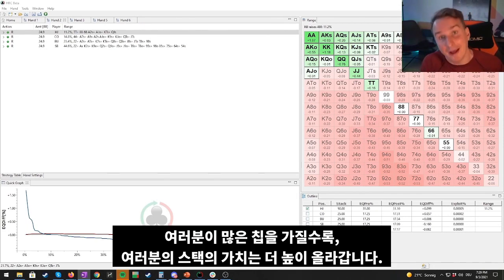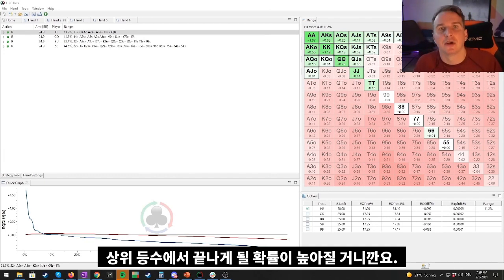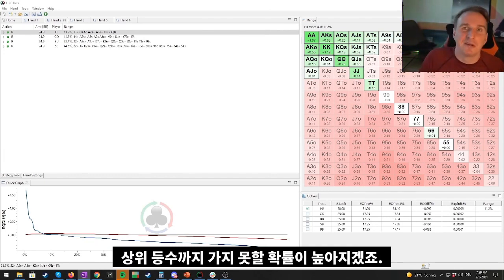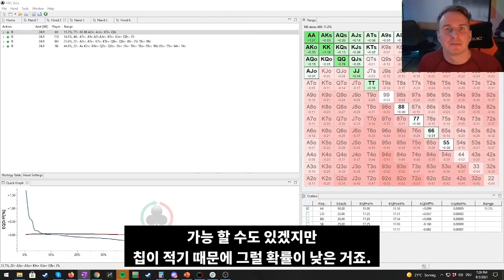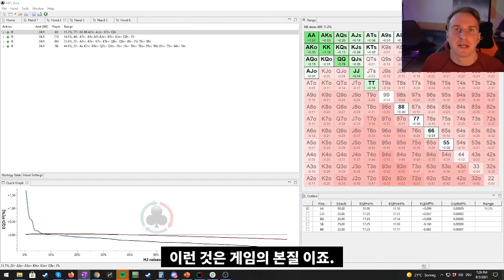So the more chips you have, the higher is going to be the value of your stack, because chances are higher you're going to be finishing in one of the top spots. If you have fewer chips, chances are a little bit higher you're not going to reach those top spots. It's still possible, but less possible due to the fact that you have fewer chips. That's the nature of the game.